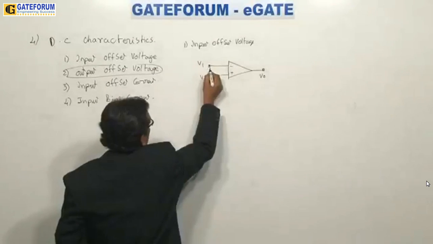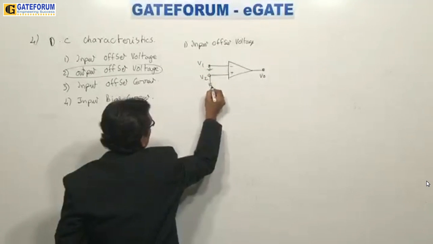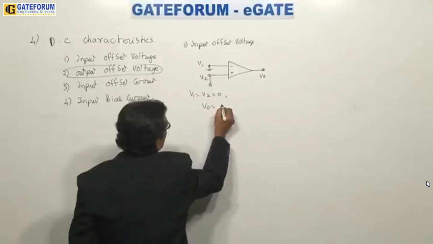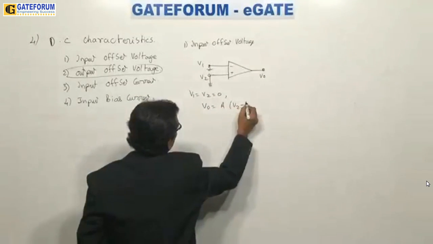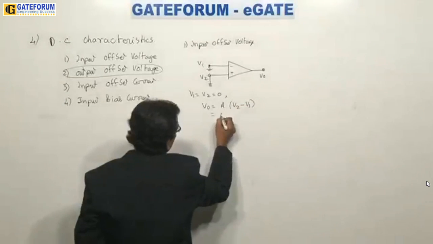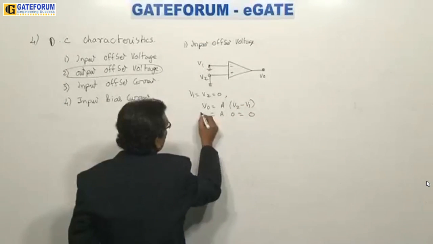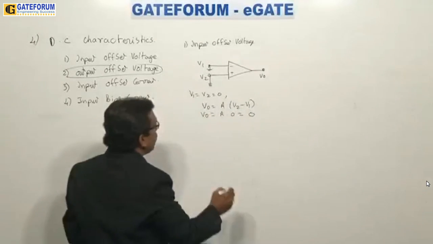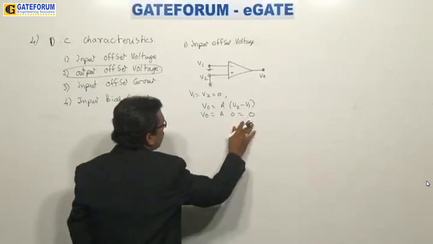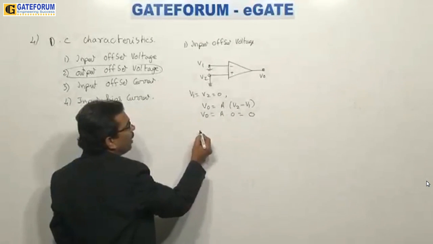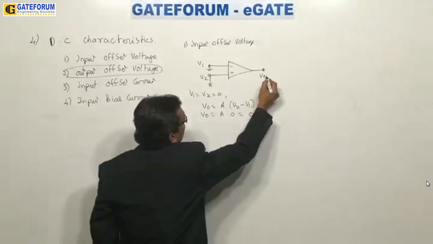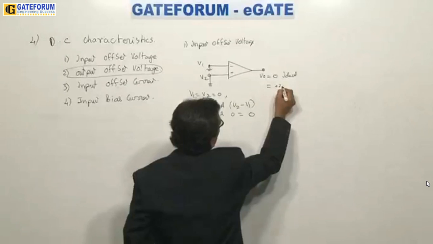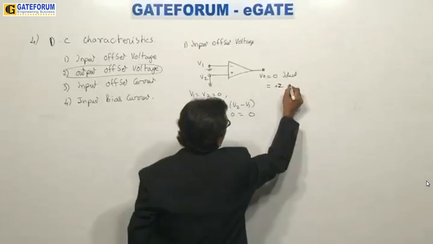Now, when V1 is grounded and V2 is also grounded, then V1 equals V2 equals 0. V output is designed as A times (V1 minus V2), so I should get A into 0, which is 0, as V output. We should get this as 0. But practically what happens is, V output equal to 0 is the ideal case, but in practice you will get plus 2 volts.